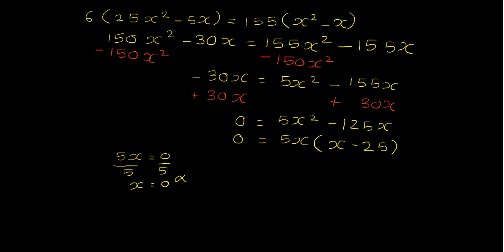Okay, the other possible option is x minus 25 equals 0, and then you gotta add 25 both sides. So x would be 25. Okay, so x was the number of red counters, and we've got 25 red counters.